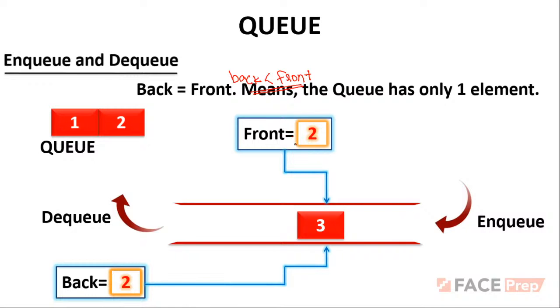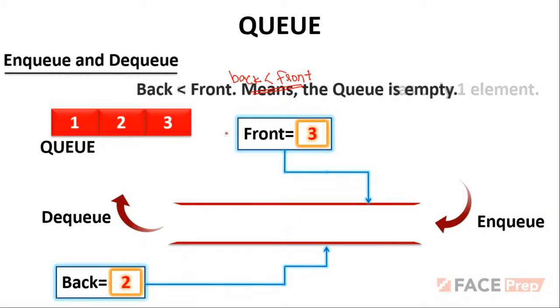Now let me try to delete one more element from the queue, which is the last element, 3. When I delete the third element from the queue, the front value will be incremented by 1. Now check the condition, back less than front. Of course, 2 is less than 3. So when the back value is less than the front value, it means the queue is empty. I cannot delete any elements further. This is called the underflow condition.